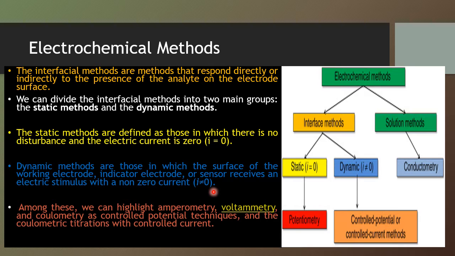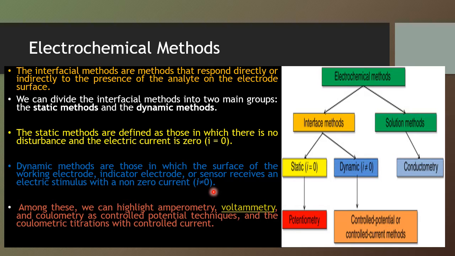So in this way, dynamic methods are those in which the surface of the electrode, that is the inductor, electrode receiver, and electric stimuli with a non-zero current. Means in them the current is flowing. The dynamic electrochemical methods are of two different types. Among them are amperometry, voltammetry, coulometry, the controlled potential technique and the titration methods.